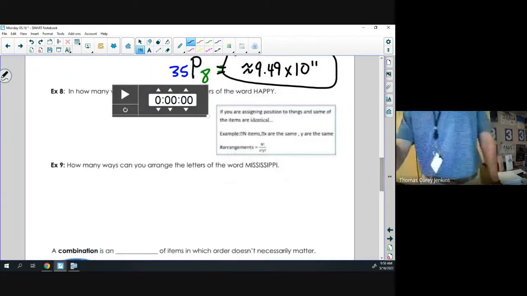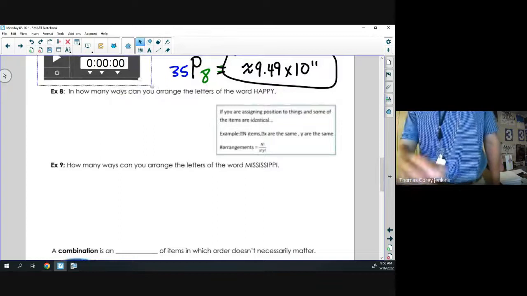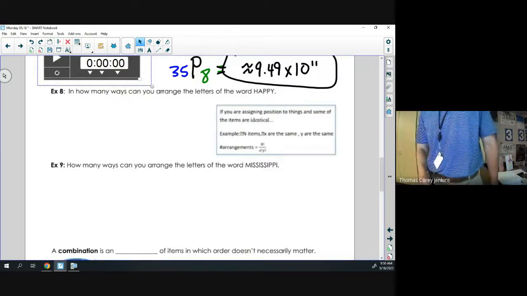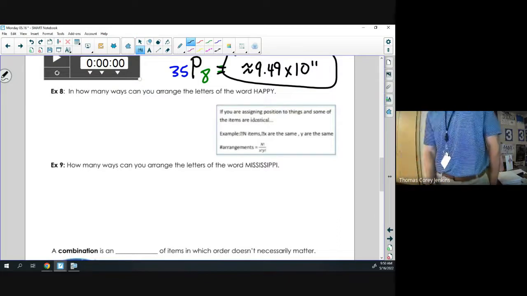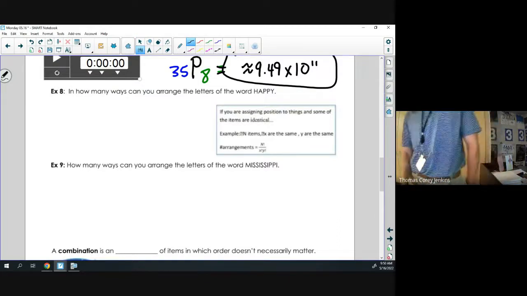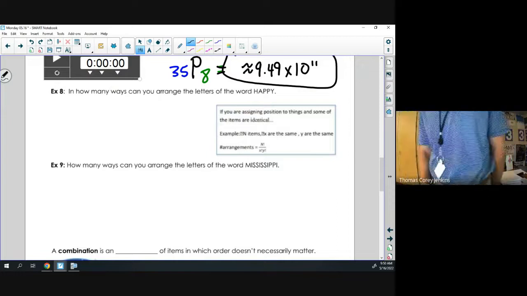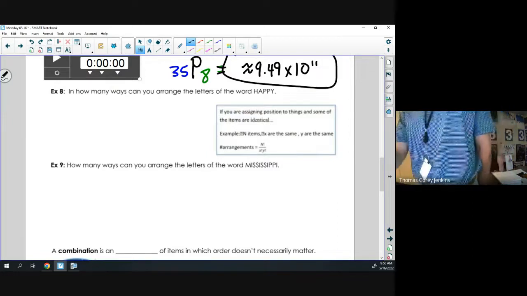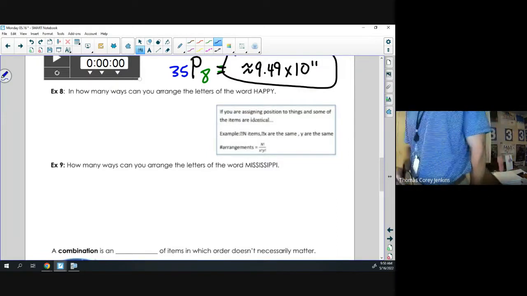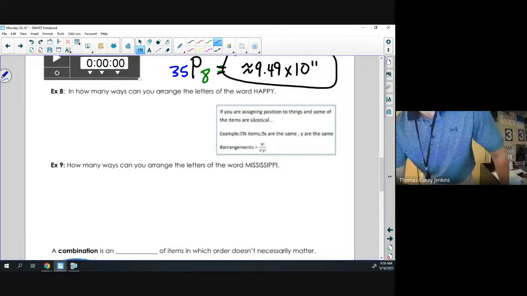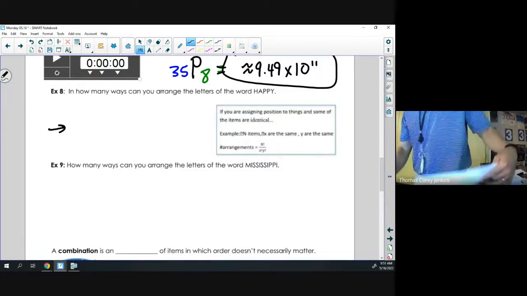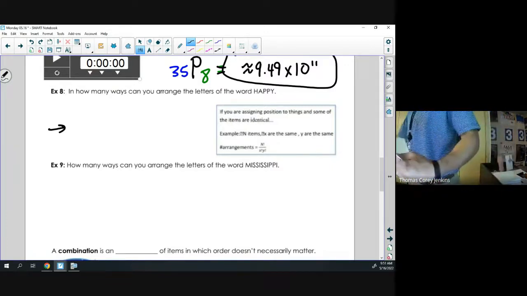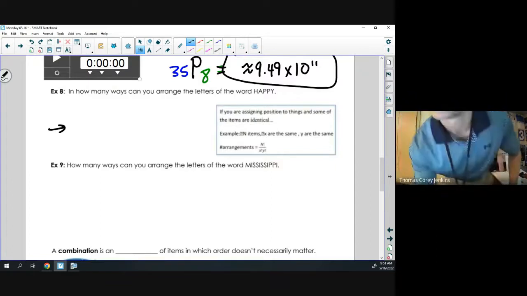Okay, so let's look at example 8 and then 9. How are those kind of different? It says in the little text box there, if you are assigning positions to things and some of the items are identical, this kind of gets us into combinations where we start to take out the repeats. So what we do is something like this. If we were arranging the letters in the word happy, we would just do 5 factorial, because there are 5 of them.